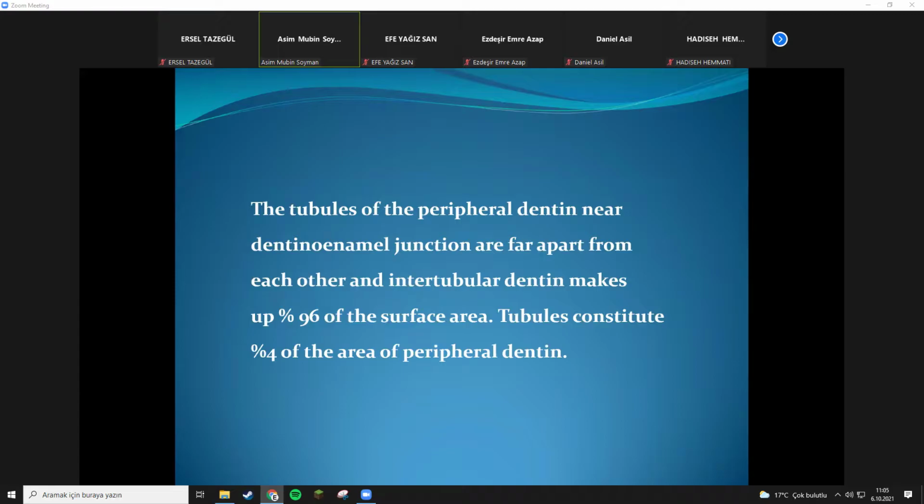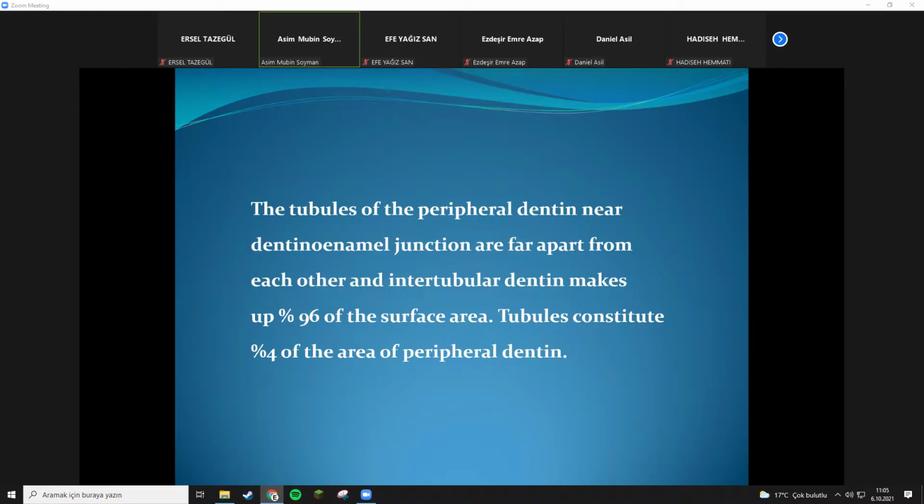Please read these two slides, this one and the next one. I'm going to show the schematic configuration after reading because it seems a little bit complicated at the beginning. Now, the tubules of the peripheral dentine near the dentin enamel junction are far apart from each other, and intertubular dentine makes up 96% of the surface area. Tubules constitute 4% of the area of peripheral dentine. This is very important clinically, so you should have a good knowledge about this. I'm going to explain. Please read again.